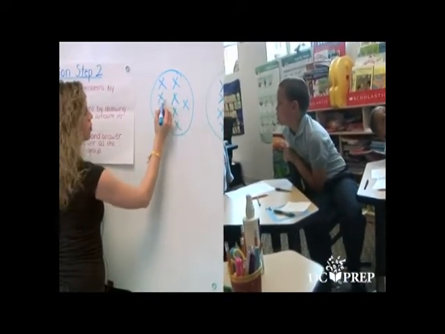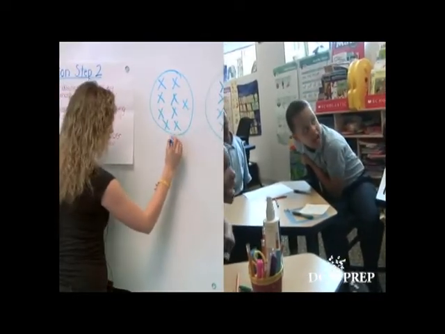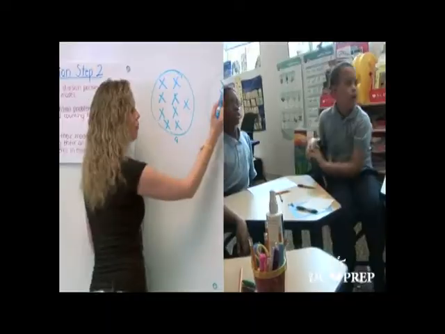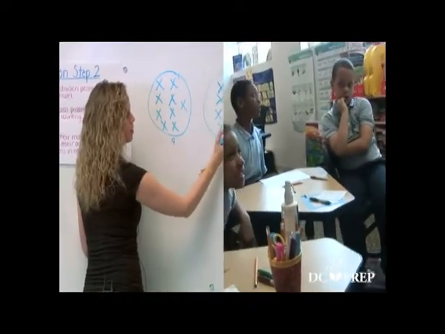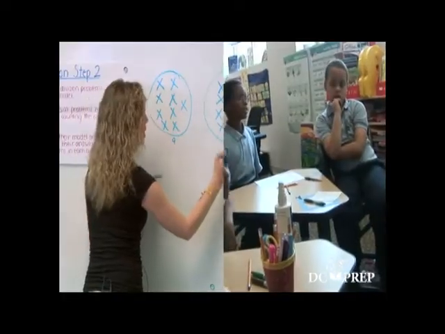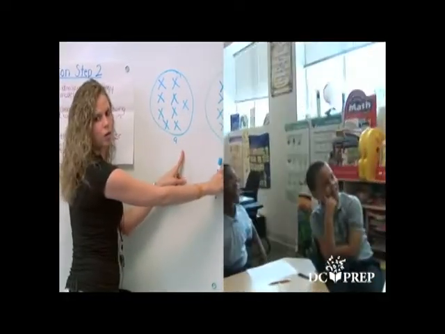1, 2, 3, 4, 5, 6, 7, 8, 9. I'm just going to give myself a little note. 1, 2, 3, 4, 5, 6, 7, 8, 9. Are my groups equal? Yes. How do we know they're equal?